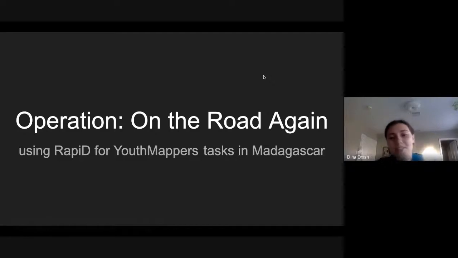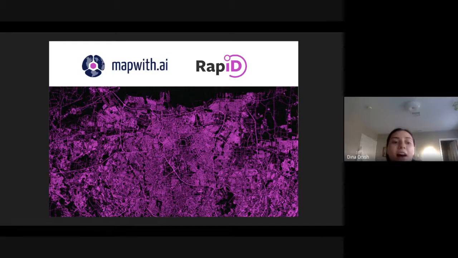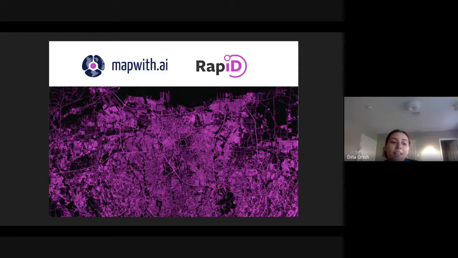Yes, this is Adele and Rory's very creative, cute title, Operation On the Road Again, using Rapid ID for YouthMappers tasks in Madagascar. So last semester, I took a cognitive science class and was learning a lot about the theory behind machine learning and teachable machines. And then at the beginning of COVID, I read an article about the use of Rapid ID to map areas in Cusco in response to COVID outbreaks and tracking where people live, because census can't keep up with it, and how they're able to very quickly identify data that was changing really quickly.